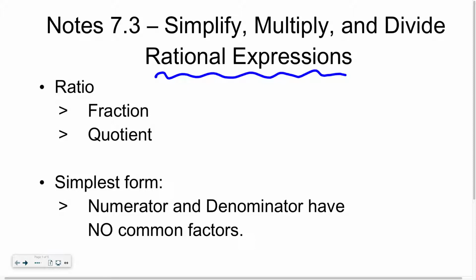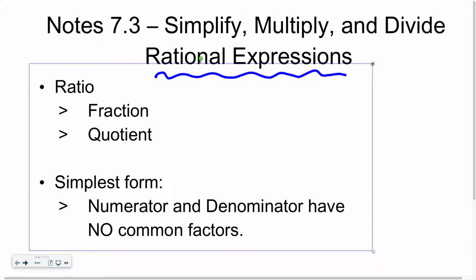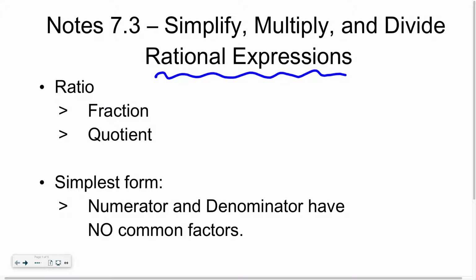A rational function or rational expression has the math word ratio in it. A ratio sometimes has that colon, but really it looks like a fraction. And if you have a fraction, you can also think of it as a quotient, right? A numerator divided by a denominator. So all of these things are true about rational functions, rational expressions.